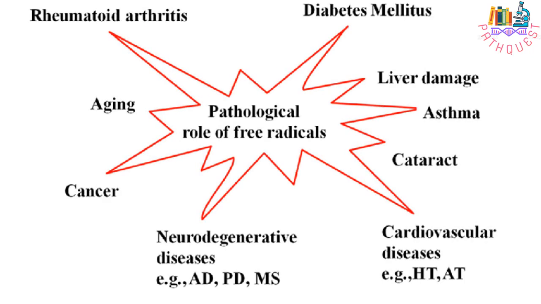These are the various effects of free radical injury. These include autoimmune diseases like rheumatoid arthritis, diabetes mellitus, damage to the tissues like liver damage, asthma, cataract, cardiovascular diseases like hypertension, neurodegenerative diseases like Alzheimer's disease and multiple sclerosis, various cancers, and aging.